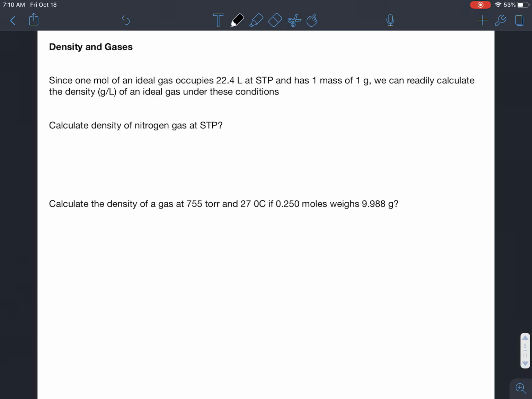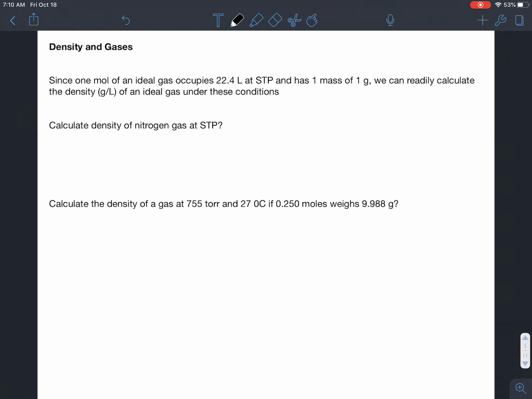1 mole of an ideal gas occupies 22.4 liters at standard temperature and pressure. We can readily calculate the density of an ideal gas under these conditions. So let's look at 2 examples. Calculate the density of nitrogen at STP.